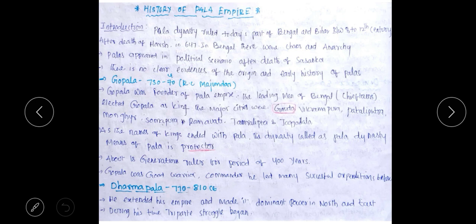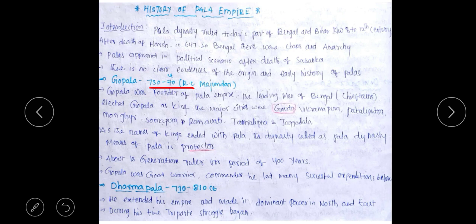Now we deal with the timeline. This is the timeline of Gopala according to R.C. Majumdar. There are around 4 or 5 historians who divided the Pala period. The historians give different time periods for different rulers. So here we are going to discuss the time period given by the historian R.C. Majumdar. According to R.C. Majumdar, Gopala ruled between 750 and 770, and there are other historians who gave a different time period. So you should keep it in mind. Take a particular historian and follow them.